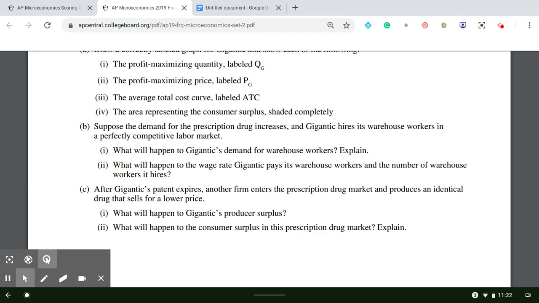Well, producer surplus for Gigantic is going to go down, okay, because the price will decrease and the amount that Gigantic is actually producing will decrease. So that's bad for the producer. Okay, so you don't even have to explain that. Consumer surplus, well, that'll increase because the price will decrease, and if the price decreases, the consumer surplus will increase.